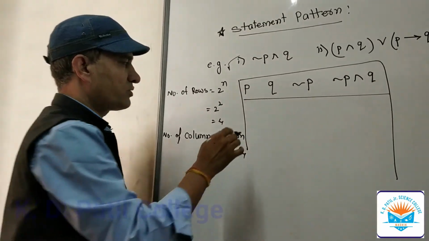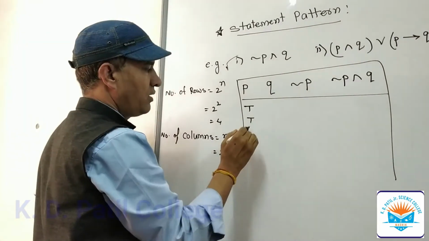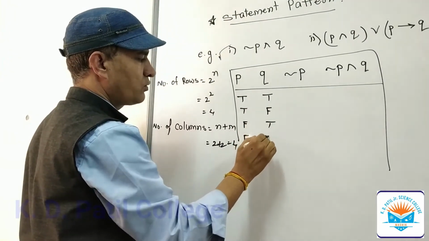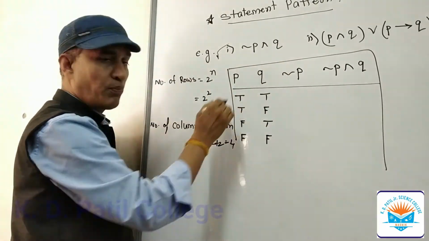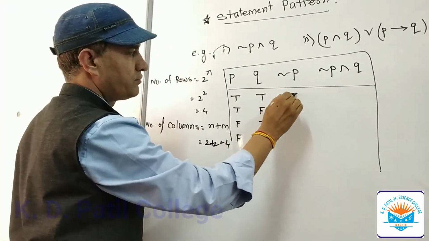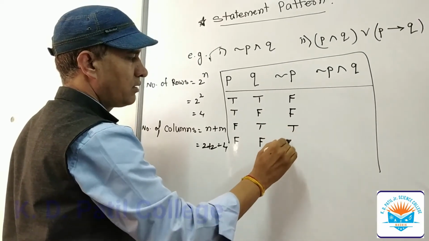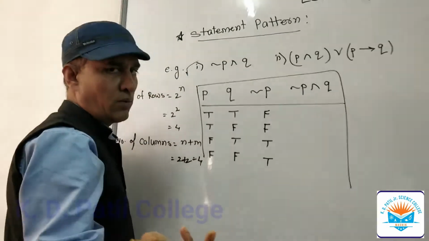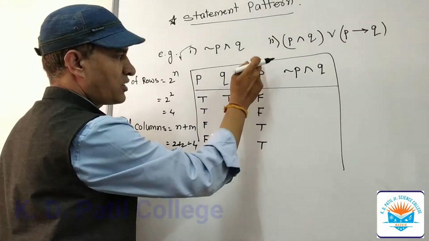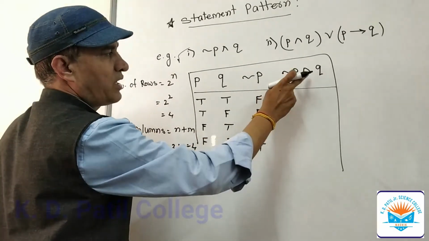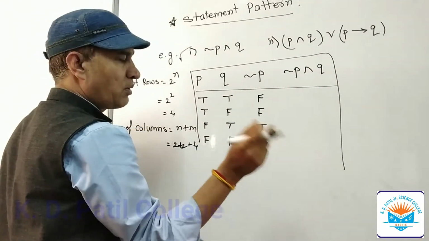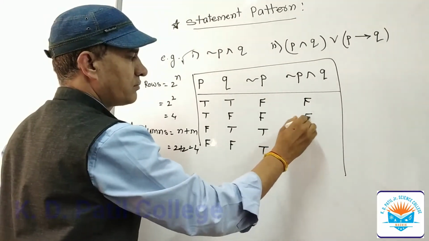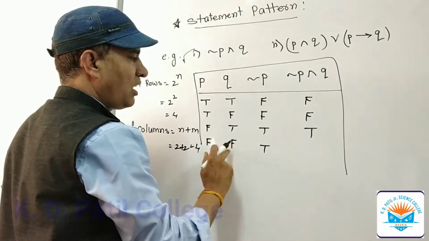Look, first fill P: T, T, F, F. It is fixed. Q is also fixed: T, F, T, F. These two columns are fixed. Negation P is the opposite of P. What will we write as the opposite of this P? F, F, T, T. Then we write the conjunction of negation P with Q. From the conjunction truth table, which I have already taught you, negation P will work as the first input and Q as the second. We take the table of conjunction. Writing in the conjunction table: FT becomes F, FF becomes F, TT becomes T, TF becomes F.